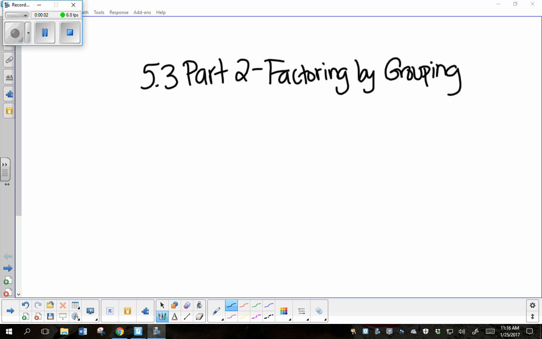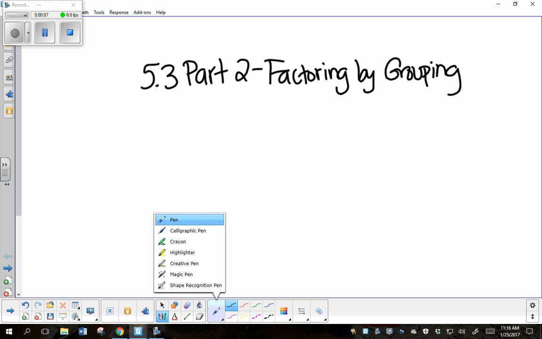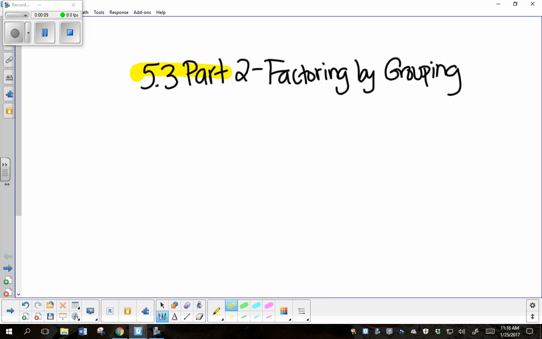This is 5.3 part 2, factoring by grouping, and please make sure you write this whole thing down. This does not just go for today. Some of you guys are not writing down the titles on your notes, and you really need to, so please write that down. Write down everything.